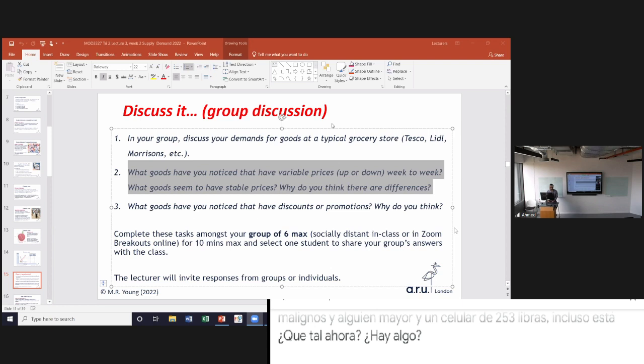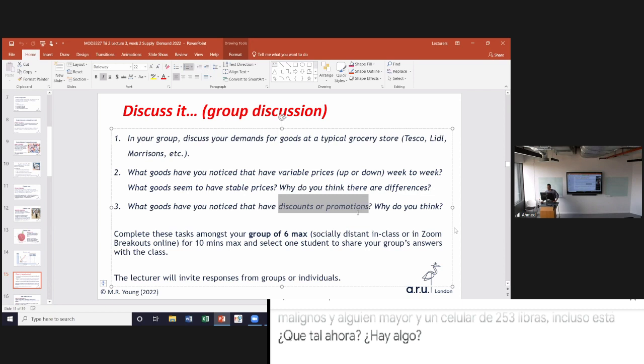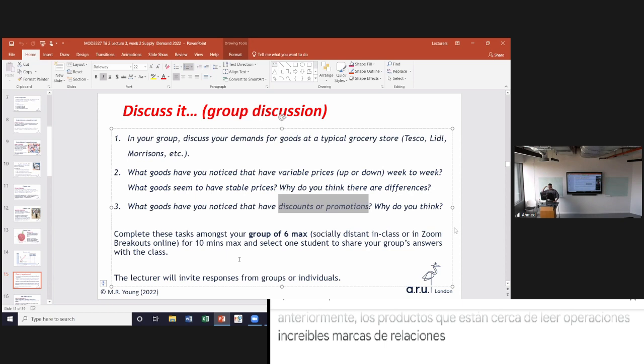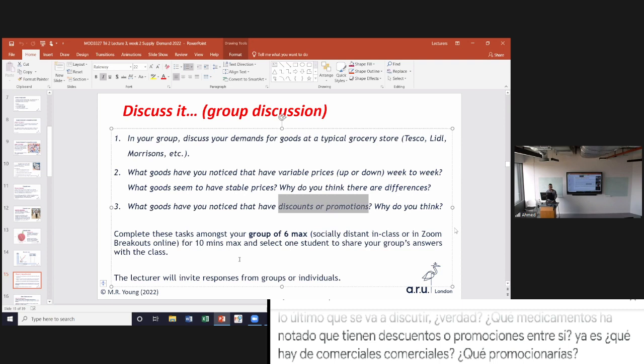Now the last thing we're going to discuss is what goods have you noticed have discounts or promotions? As we spoke earlier, products that are close to expiration, basically a lot. Okay, that's right. How about promotions? What would you promote? The product that doesn't actually sell much. So you give them discounts so that people would buy more.